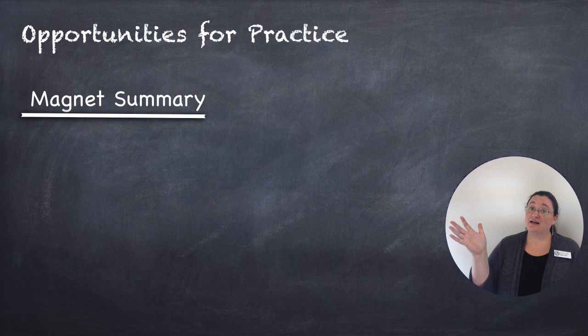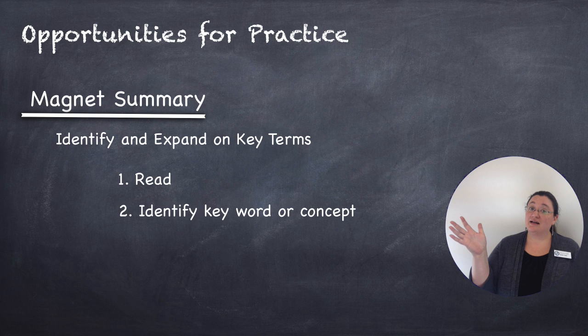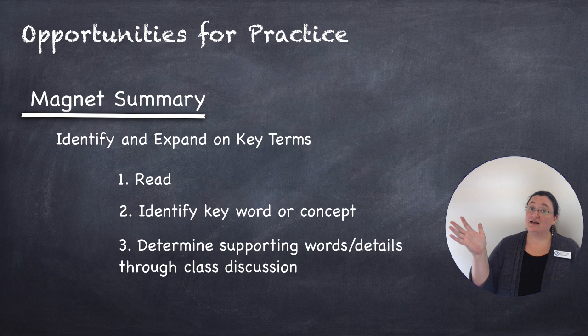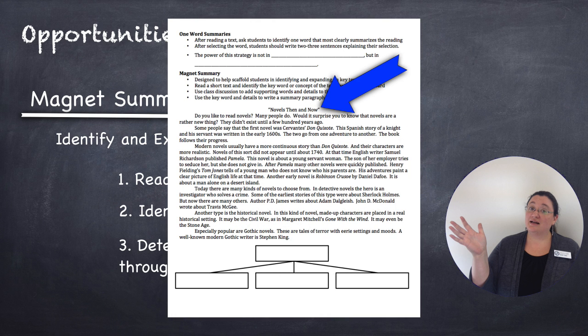A magnet summary is designed to help scaffold students in identifying and expanding on key terms. We want to read a text and identify that key word and then use some class discussion to decide what the supporting details are. We're going to use this strategy with the passage in your handout called Novels Then and Now.